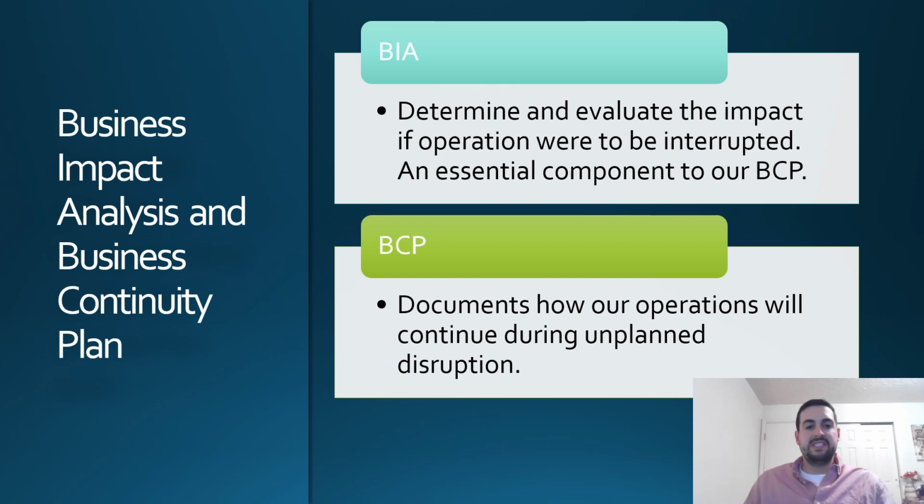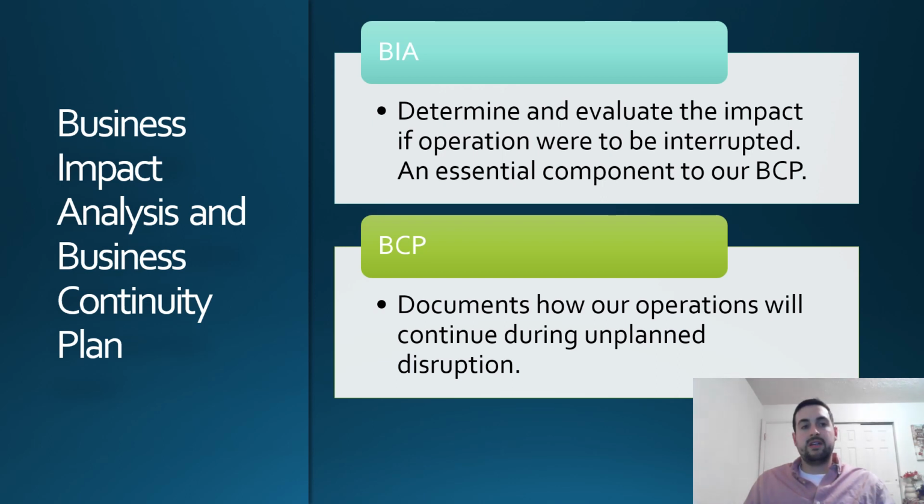Augusta Medical's Business Impact Analysis and Business Continuity Plan. Our business impact analysis is used to determine and evaluate the impact if one of our operations were to be interrupted. This is an essential component to our business continuity plan. And our business continuity plan really just documents how our operations will continue during unplanned disruption.